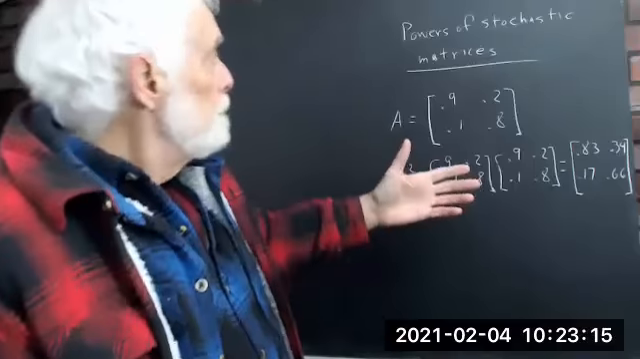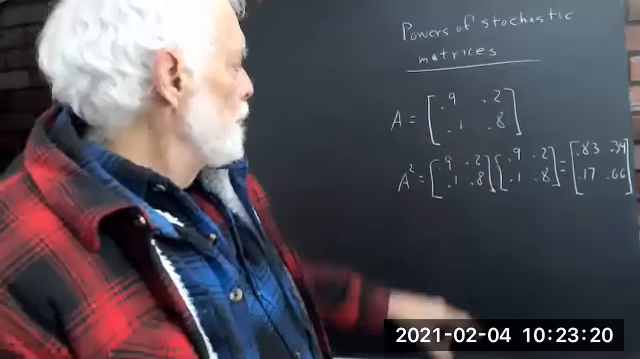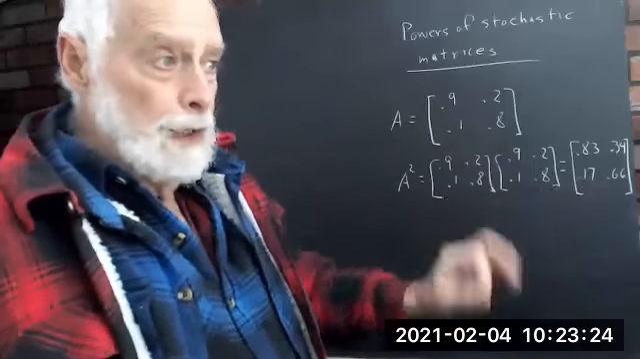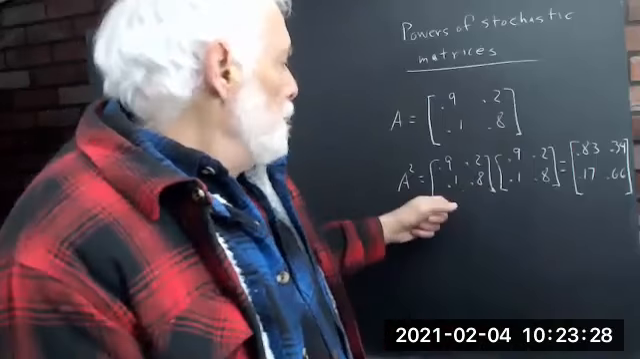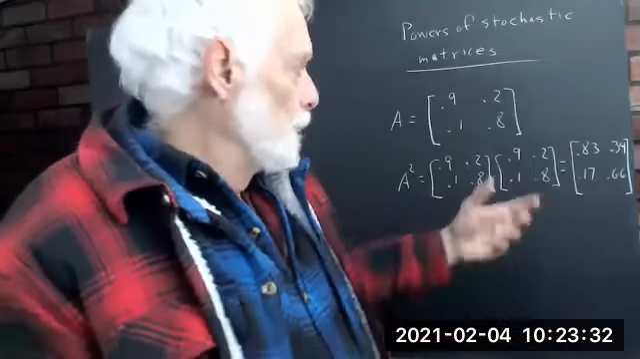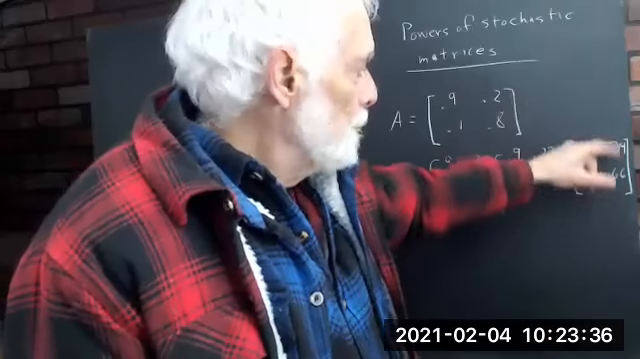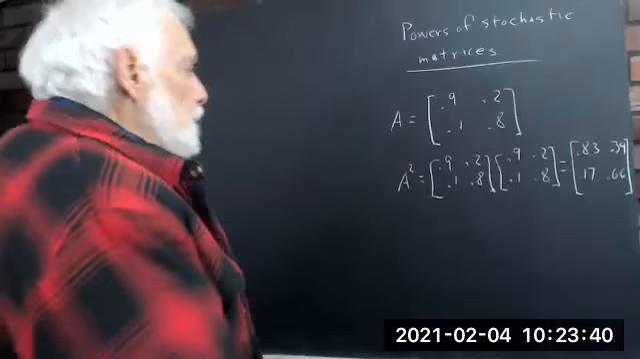So we're going to look at powers of stochastic matrices. If A is this, then A squared is this. Straightforward calculation. I think I did that one right. And a little bit of confirmation is if you multiply two stochastic matrices, it's not hard to prove that you get a stochastic matrix. So we add these, we get 1. We add these, we get 1. This matrix is still stochastic.